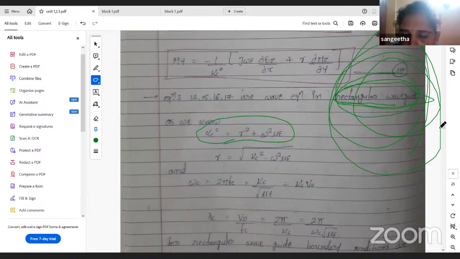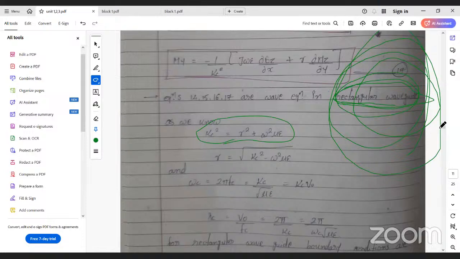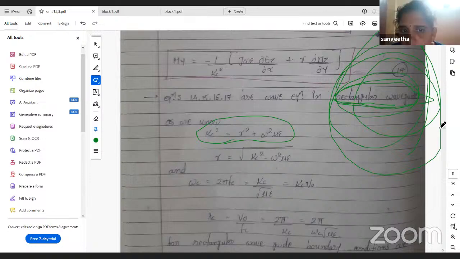From that, what am I writing? I am writing gamma. What is gamma? Gamma is under root of Kc square minus omega square mu epsilon. From there, I am writing the value of omega c. Omega c equal to 2 pi fc. Next, Kc by under root mu epsilon.